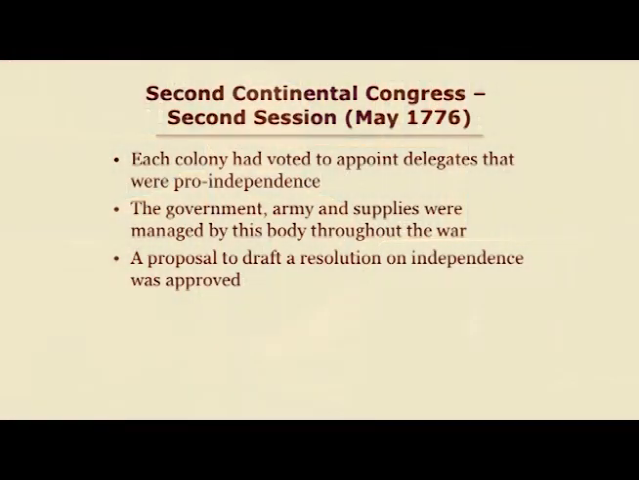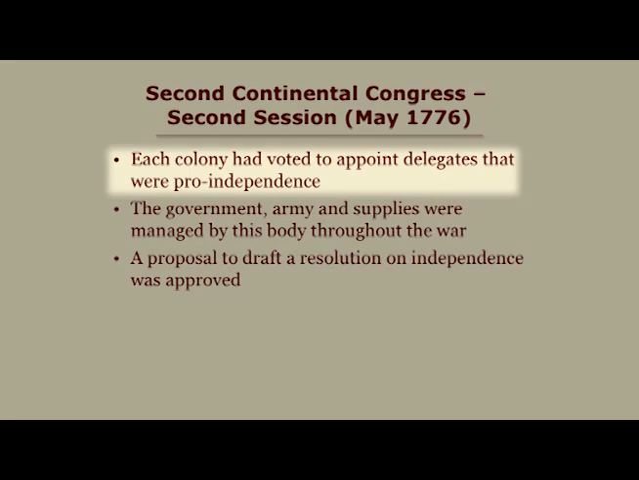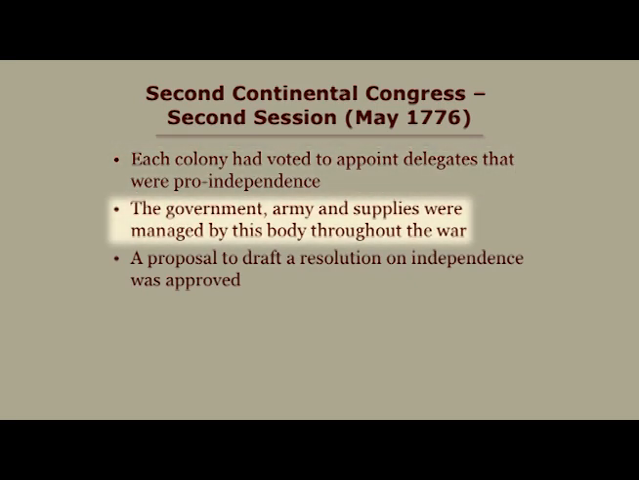The Second Continental Congress met, and because of Thomas Paine's book, there was tremendous support across the colonies, and the group that was elected to the Second Continental Congress's second session were strongly in favor of independence. And therefore, the government, army, supplies, and other things were all decided by this group, and it became the effective government throughout the rest of the war.